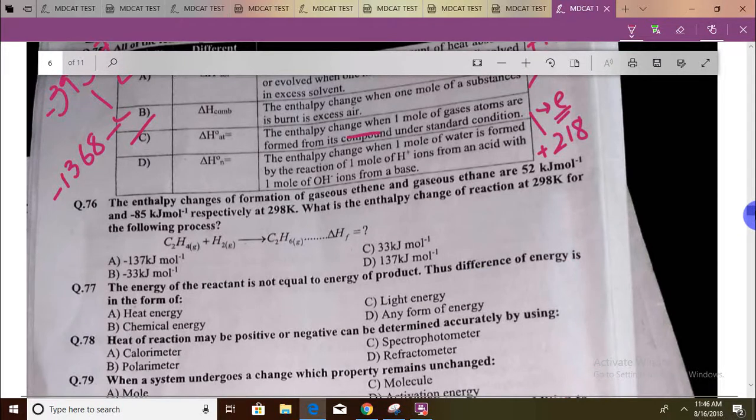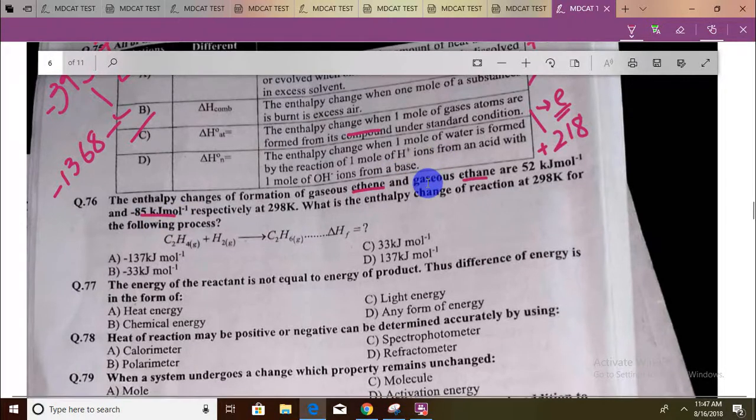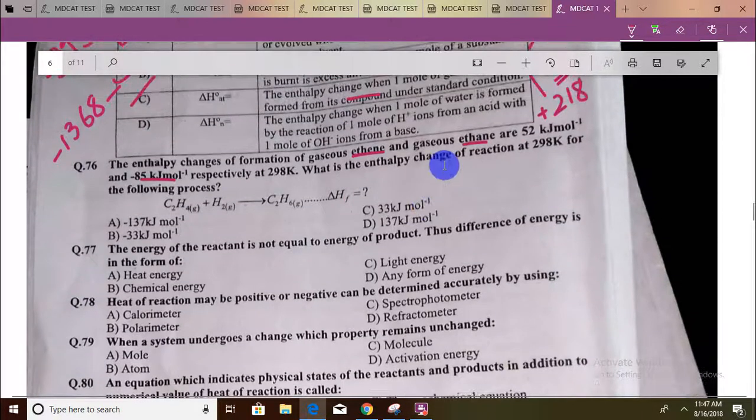The enthalpy change of formation of gaseous ethene and gaseous ethane are 52 kilojoule per mole and 85 respectively. So what is the enthalpy change of reaction at 298 Kelvin for the following process? So if we start from the same amount, say we start from 2C and we start with 3H2, and we go over there, or we go over there.